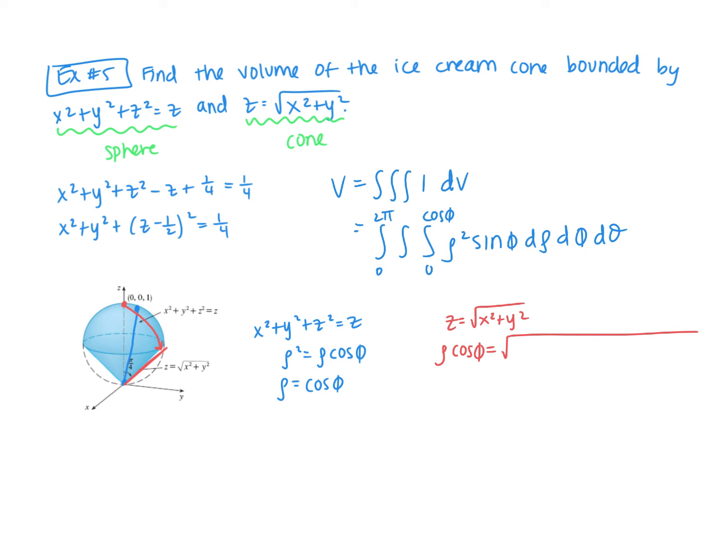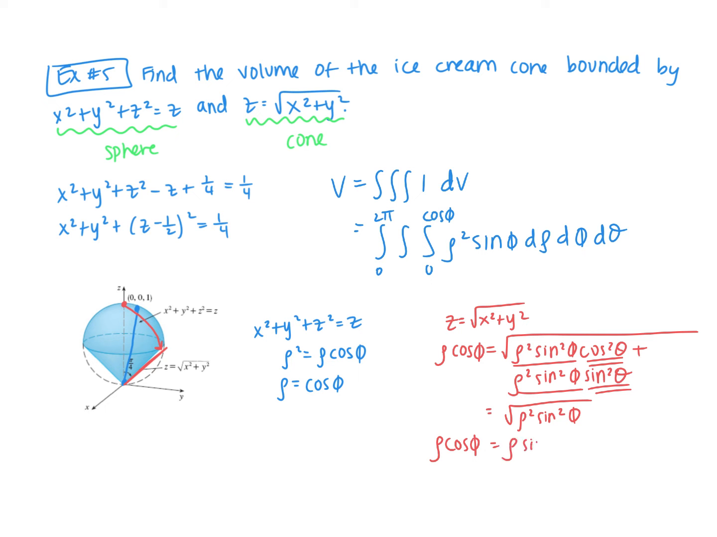If we take x and square it, that gives us rho squared, sine squared of phi, cosine squared of theta. So all of that is x squared. And if we take y and square it, we get rho squared, sine squared of phi, sine squared of theta. All of that is underneath the square root. Hopefully you can see that if you factor out rho squared sine squared of phi, in parentheses it would leave you with cosine squared of theta plus sine squared of theta. So that would then be the square root of rho squared sine squared of phi. So we get rho cosine of phi is equal to rho sine of phi.